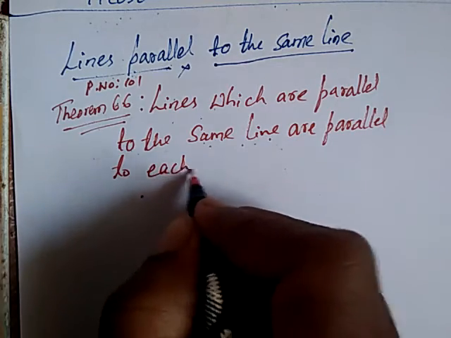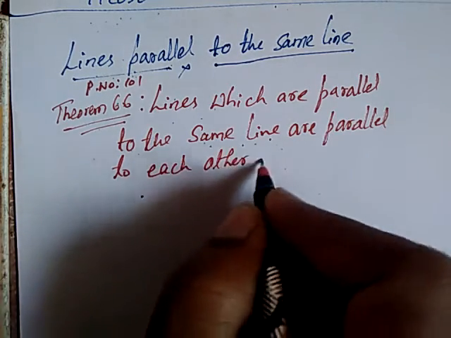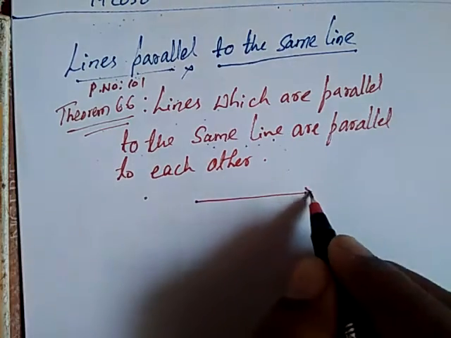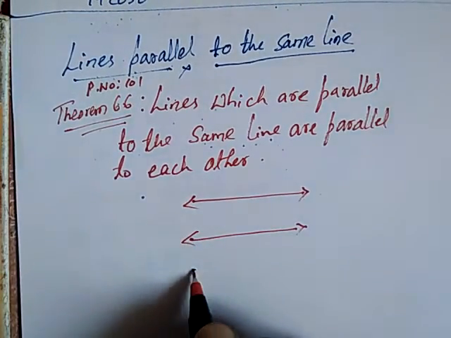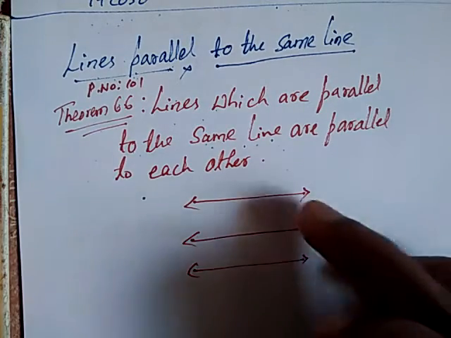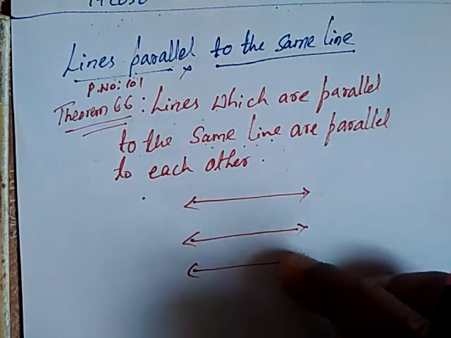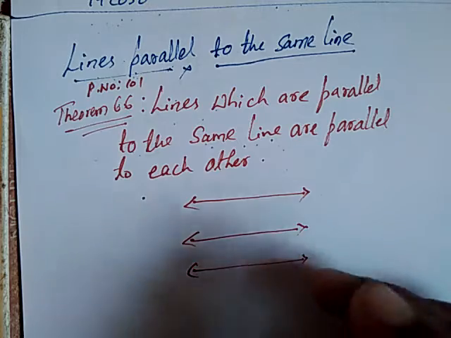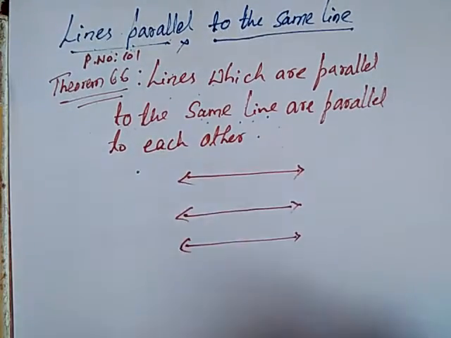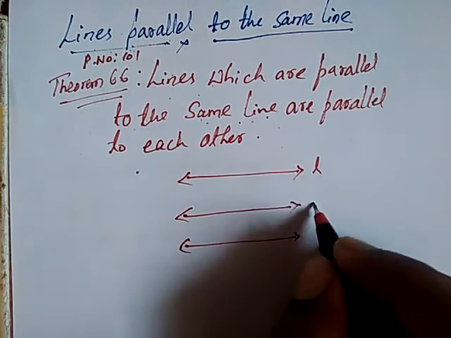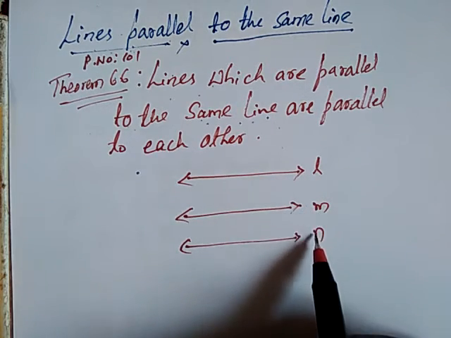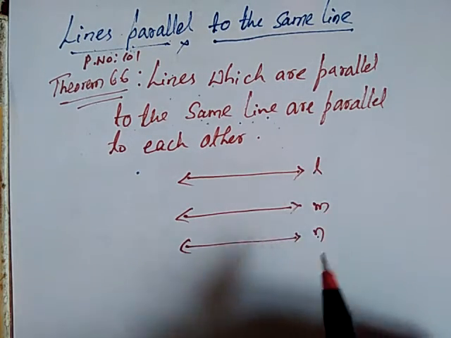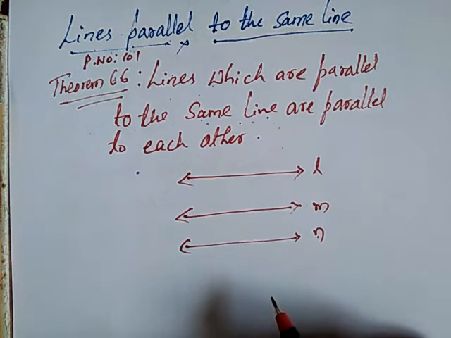What is the meaning of this statement? If the lines are like this, one line is parallel to another line, and another line if you draw like this, all of them are parallel to one another. Suppose I give the names L, M, N: if L and M are parallel and M and N are parallel, similarly L and N are parallel. This is the meaning.